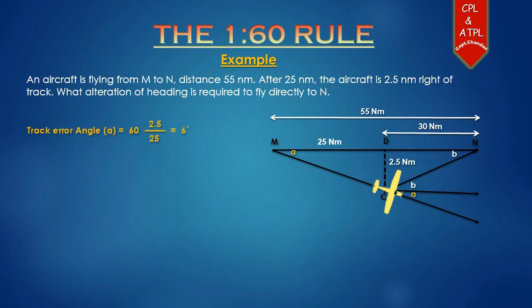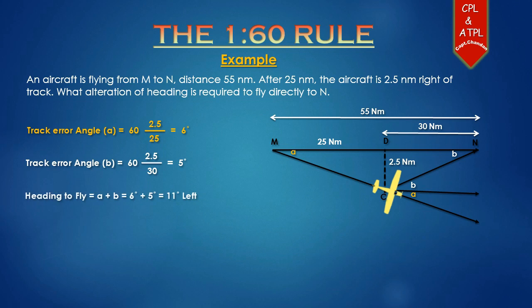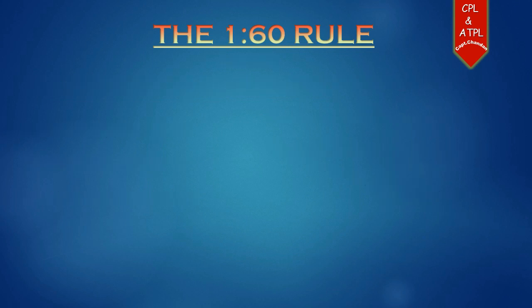Apply the 1:60 formula. Track error equals 60 times distance off track, that is 2.5 nautical miles, divided by distance covered, that is 25 nautical miles. After solving, angle A is 6 degrees. Similarly, we can find angle B. So the track error angle B equals 60 times 2.5, that is off track distance, divided by distance to go, that is 30 nautical miles. After solving, angle B is 5 degrees. So heading to fly equals A plus B, that is 6 plus 5, that is 11 degrees left.